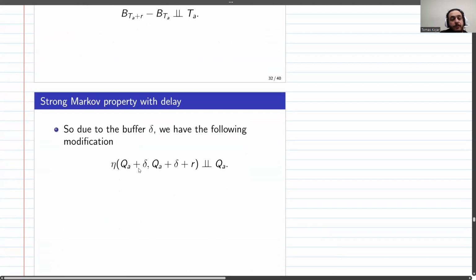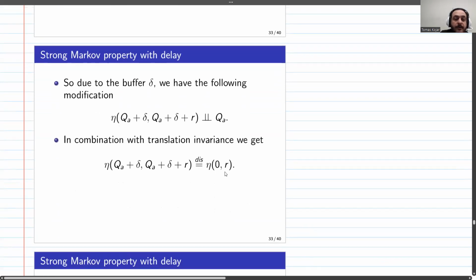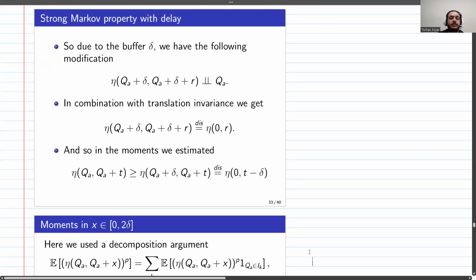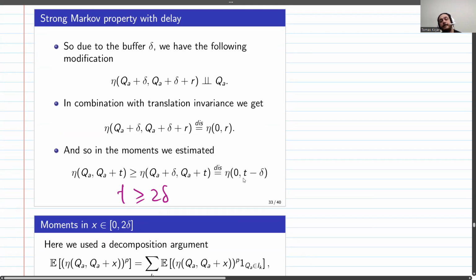It's actually quite easy to show that once you add a delta buffer, then this shifted GMC by QA is independent of the law of QA. And that means that we can forget about QA altogether and just focus on eta over a deterministic interval. So going back to those moments, we can lower bound eta QA by a shifted one, which is allowed since t is bigger or equal than 2 delta. And so we're left again with GMC over a deterministic interval for which the moments are already known.